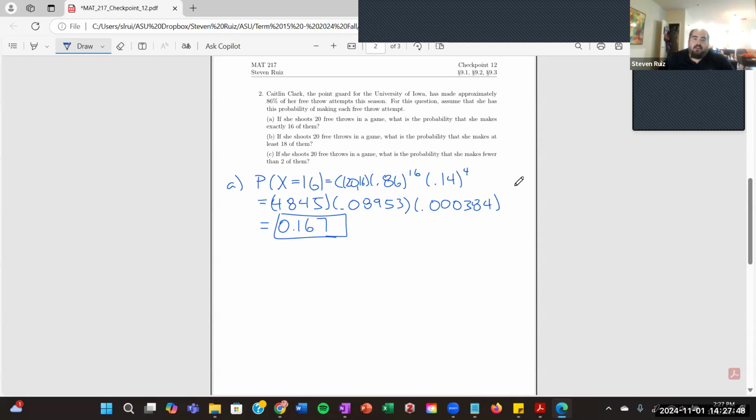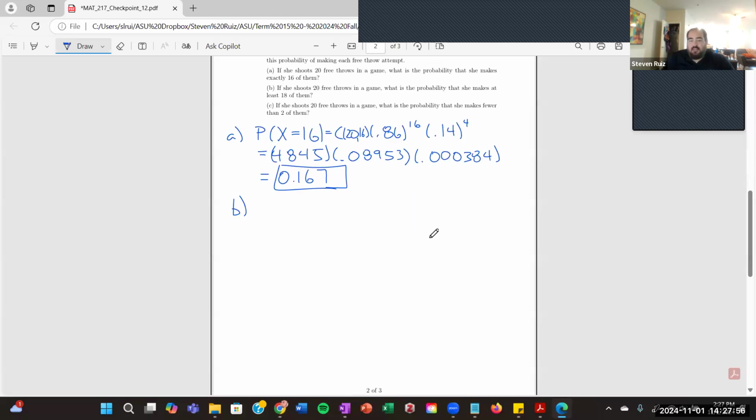All right. Next one. What's the probability she makes at least 18 free throws? Okay, so this is a little more complex. This is an at least probability. So the probability that X is greater than or equal to 18. So how many cases do I have to consider here? This is going to be the probability that X is equal to 18, plus the probability that X is equal to 19, plus the probability that X is equal to 20.